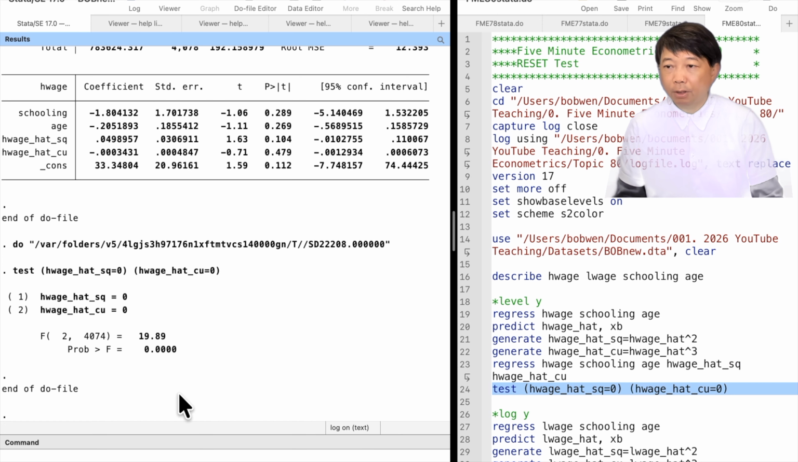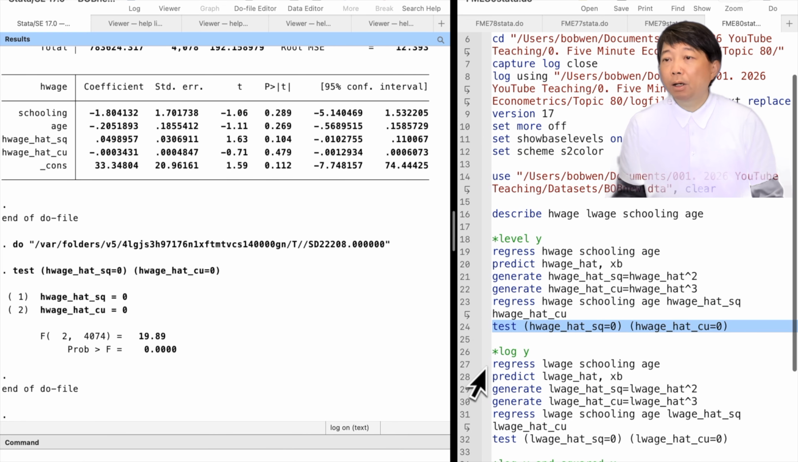The F statistic is 19.89 and its p-value is 0 to at least 4 decimal places. We reject the null hypothesis of no functional form misspecification. In other words, it is strong evidence of functional form misspecification. It suggests a misspecified functional form of the original model.